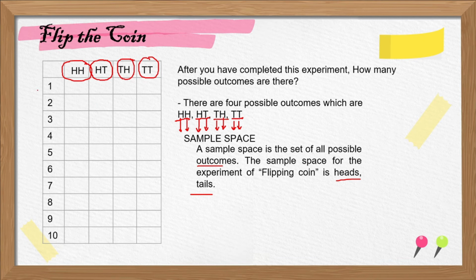So, sa una nating pag-flip ng dalawang coin hanggang sa 10, lalagyan natin siya ng star to indicate kung ano yung lumabas. Ayan. So, the first flip, heads, heads. The second flip, heads, tails. The third flip, heads, tails ulit. Fourth flip, heads, heads. Fifth flip, tails, tails. Sixth flip, tails, heads. Seventh flip, tails, heads. Eighth flip, tails, heads. Ninth flip, heads, tails. Tenth flip, we have heads, tails.